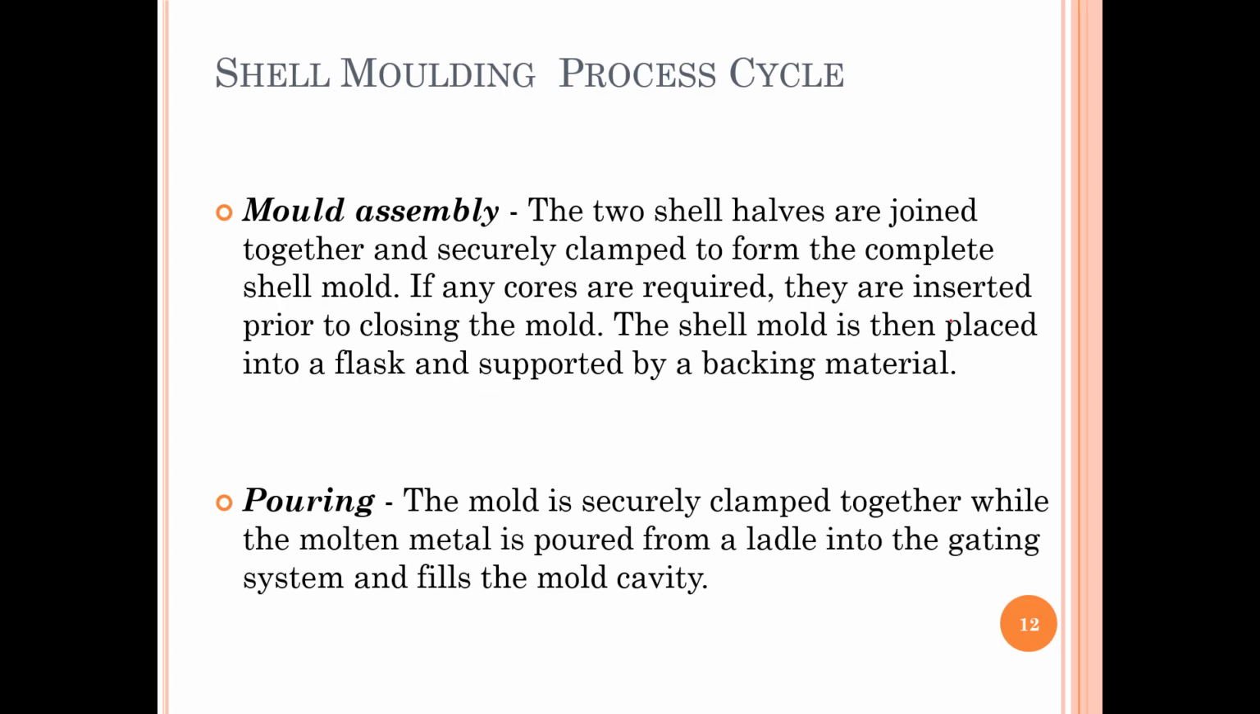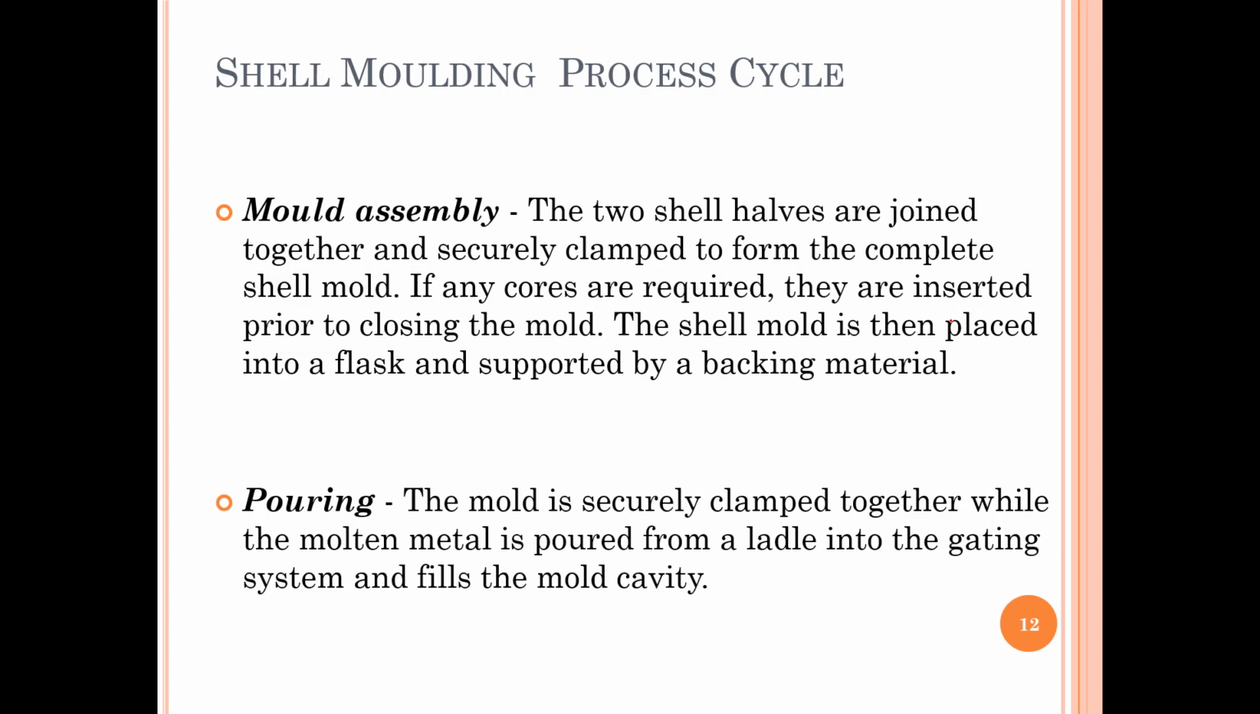Mold assembly. The two shell halves are joined together and securely clamped to form the complete shell mold. If any cores are required, they are also inserted prior to the mold closing. The shell mold is then placed into the flask and supported by the backing material.